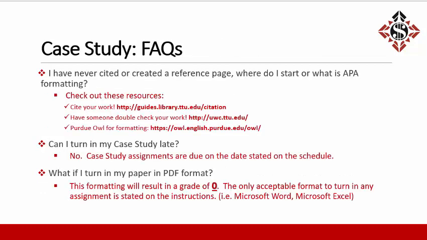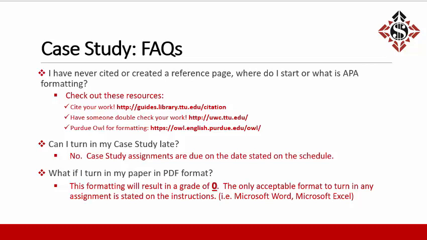Alright, so here we have case study frequently asked questions. So this first one is where students seem to struggle the most. We briefly talked about this, and here are those resources. I have never cited or created a reference page. Where do I start, or what is APA formatting? First, I'd like you to check the case study folder. All of these links are included in that folder.